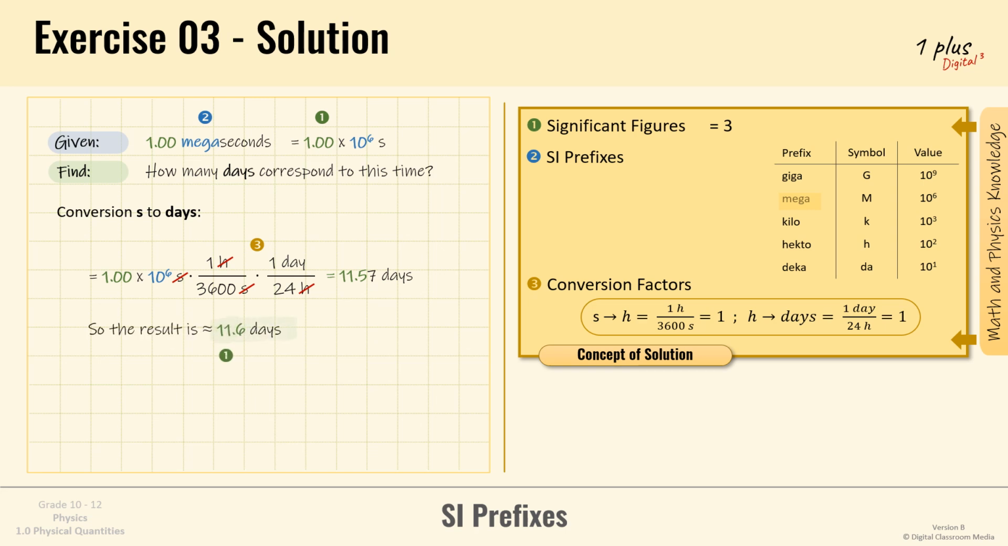Finally, one more note. 1 day corresponds to 86,400 seconds. If you know this, you can shorten the calculation significantly. Then you only need 1 conversion factor. That saves time and calculation work.